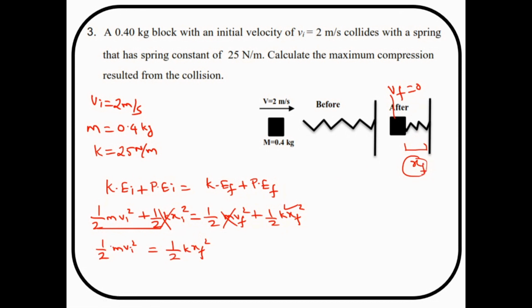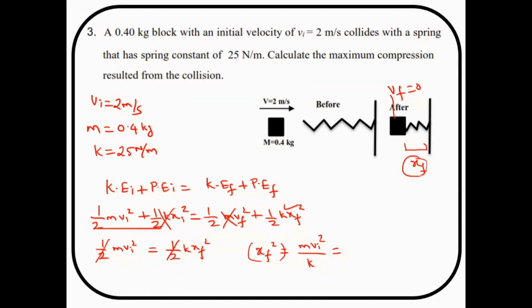And now we can cancel this half on both the left hand side and the right hand side, and by that we can easily rearrange this part in terms of x_f, because we are going to find the compressed value of the spring. So if you rearrange, what will happen? x_f square is equal to m v_i square over k, right? And we have all the values here. The mass of the block is mentioned here.